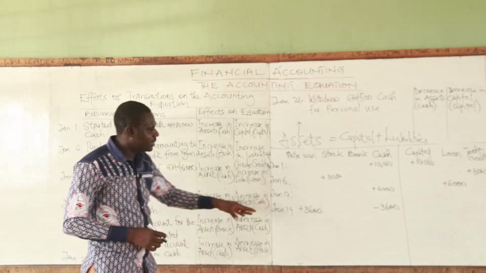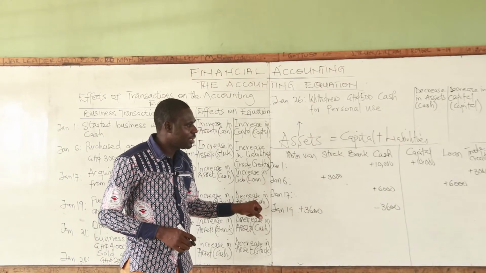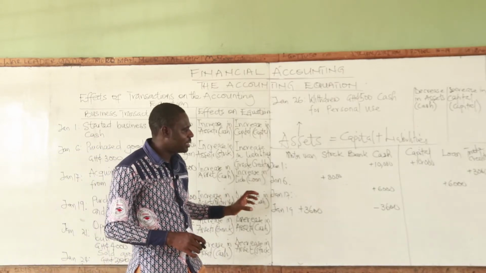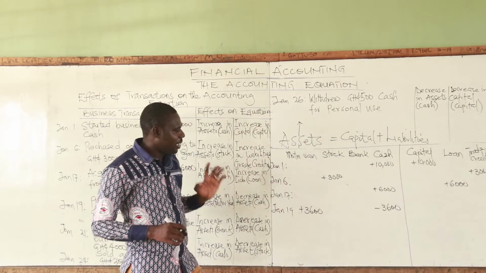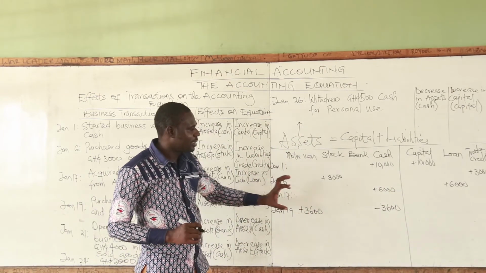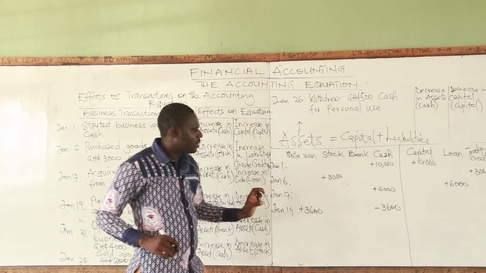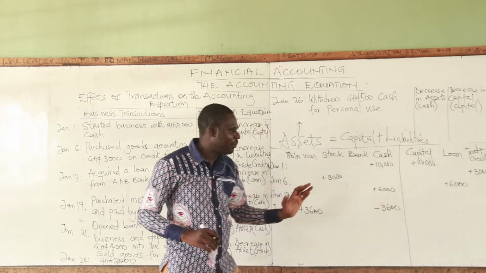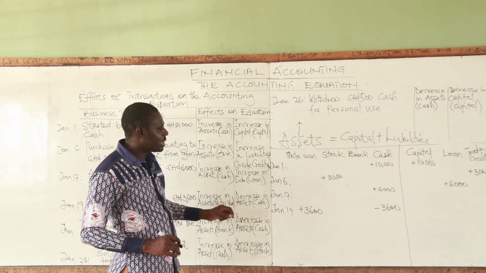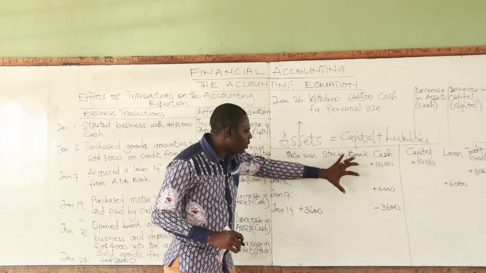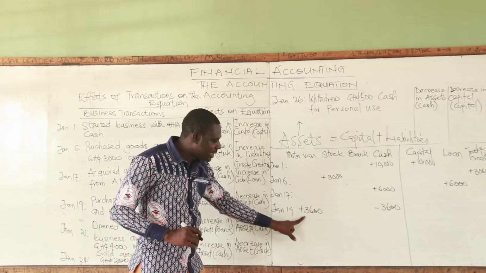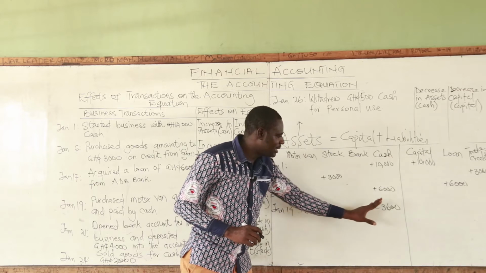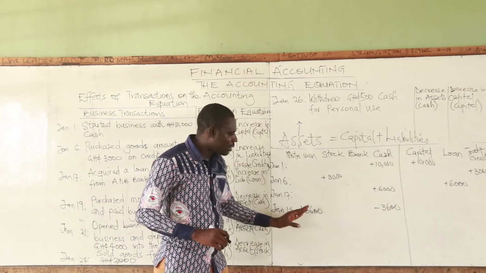So an asset is increasing and an asset is reducing. Are you noticing something? Anytime the transaction affects this side and this side, if this side increases, this side must increase. If this side decreases, this side must also decrease by the same figure. And if the transaction affects just one side, only the asset side, it means one must increase and one must what? Decrease. Both cannot be increase. And both cannot be decrease.